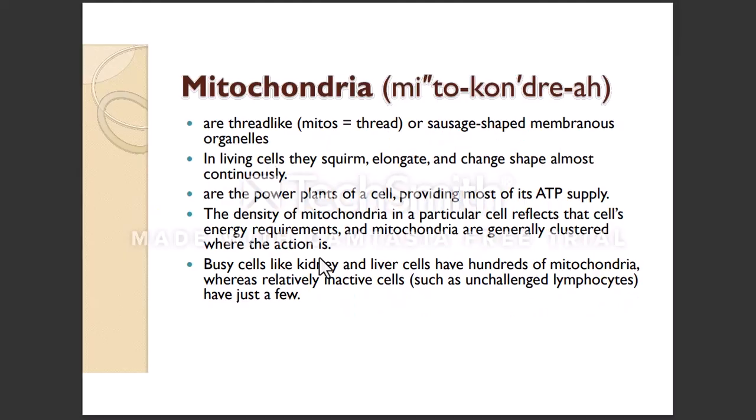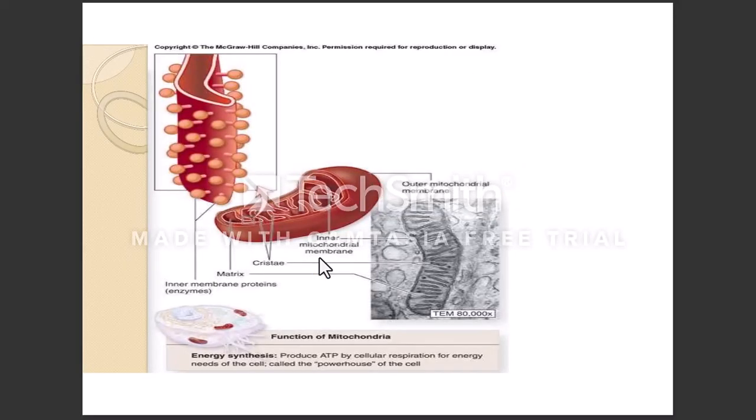Now we are going to look at the mitochondria. The mitochondria, a thread-like or rod-shaped membranous organelle, is found in living cells, and it is referred to as the powerhouse of the cell, because that is where ATP is produced during respiration. Busy cells like kidney and liver cells will have hundreds and hundreds of mitochondria, whereas inactive cells like lymphocytes don't have so many mitochondria.